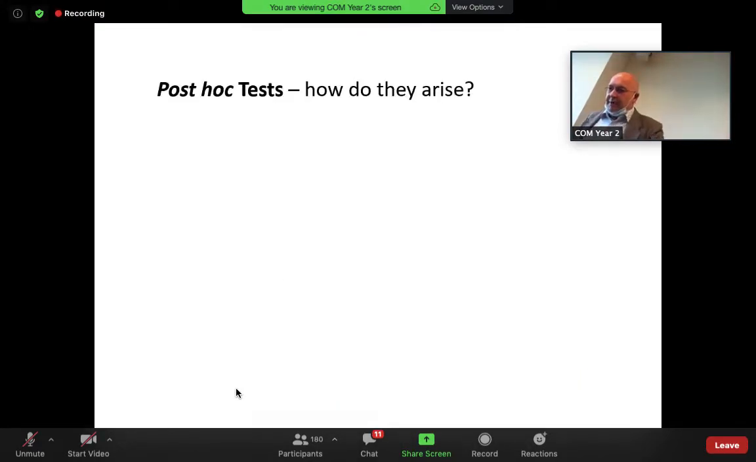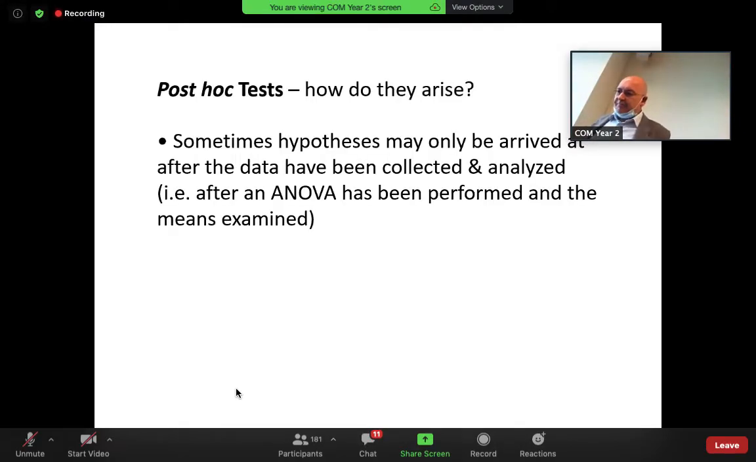Okay, so post hoc tests, how do they arise? Well, sometimes you only think about particular comparisons. If you've got a lot of data, if you're recording lots of variables, you only think about possible correlations or possible differences after you've looked at the data and checked it. So you do your little scatter plots of the different variables, or you do a means plot, and you see that certain groups are different or associated with certain other groups.